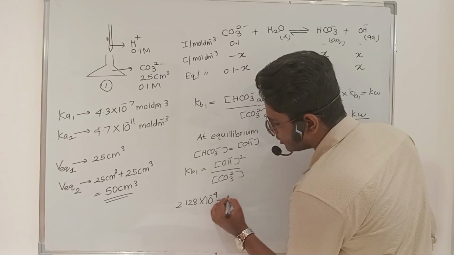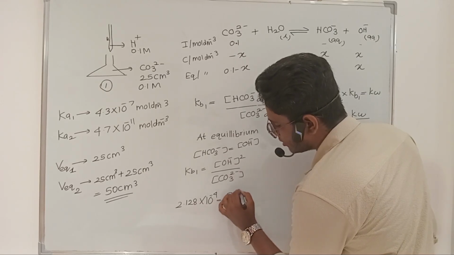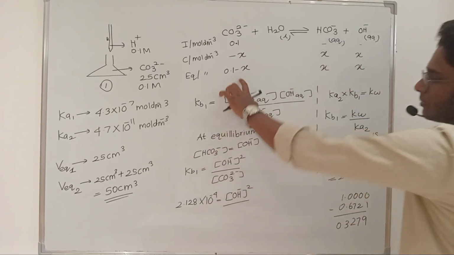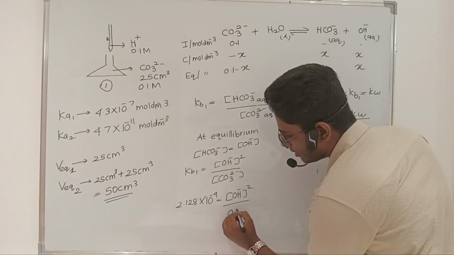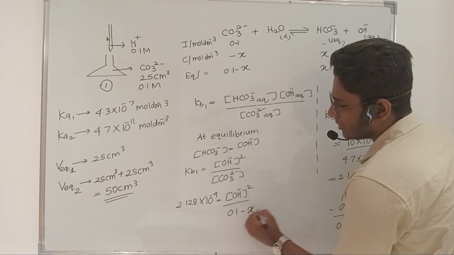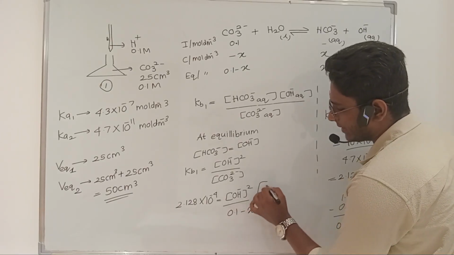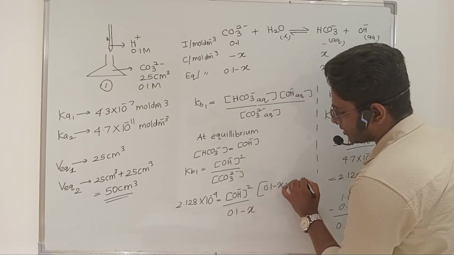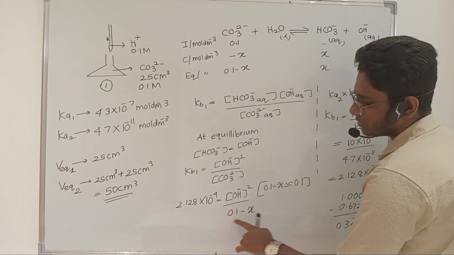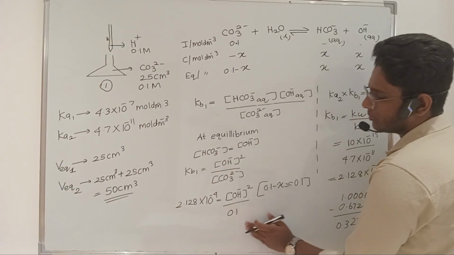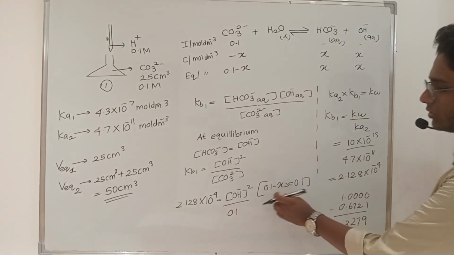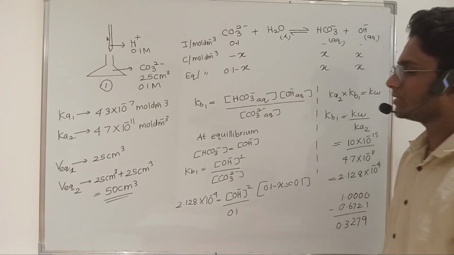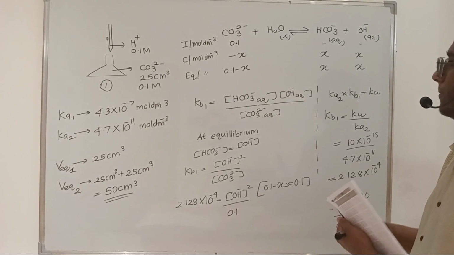What is the concentration of OH minus? That only we have to find, right? Kb1 is OH minus squared over the concentration of carbonate, which is 0.1 minus x. Now I can make an assumption. Normally we make the assumption that 0.1 minus x is approximately equal to 0.1, because I have assumed that x is a small value. So from this you have to find the concentration of OH minus.